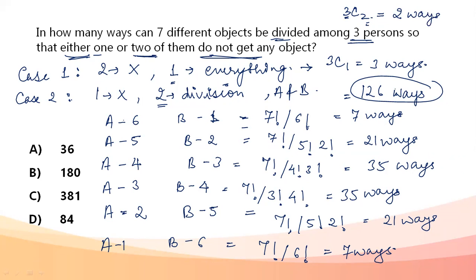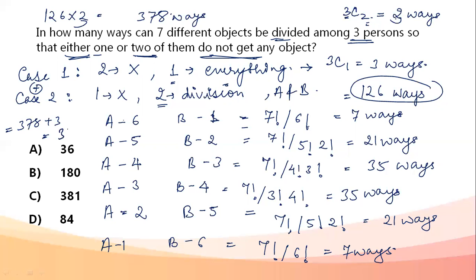So actually, for case number 2, my answer is not 126, it is 126 into 3C2. When we do 3C2, this comes out to be 3. So the total answer for my case 2 becomes 378 ways. Now, what is my total number of ways overall? It is going to be the addition of case 1 and case 2, which comes out to be 378 plus 3, that is 381 ways. My answer is option C, 381 ways.